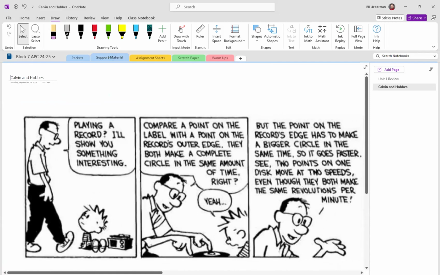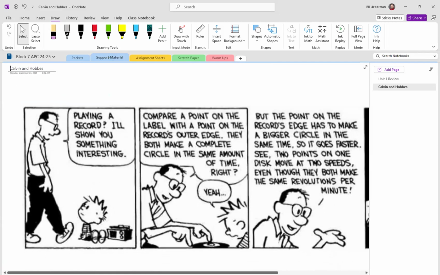Do you know Calvin and Hobbes by any chance? Yes. Thumbs up? Okay, yeah, one of my favorites in high school. Calvin and Hobbes, of course, is a comic strip. Here we go. Let's see what you.